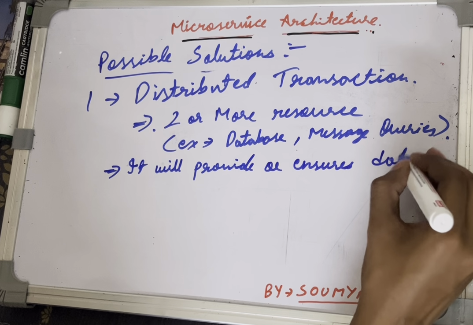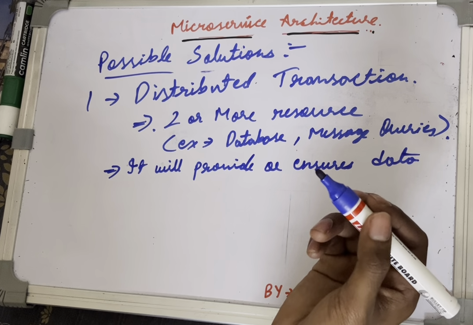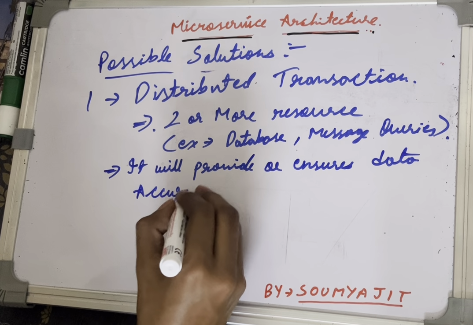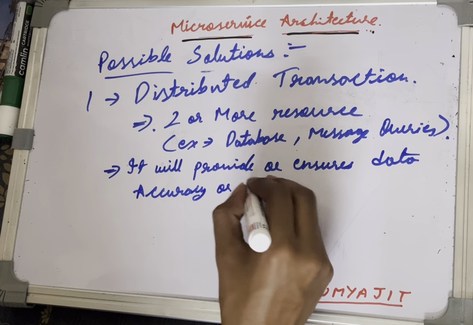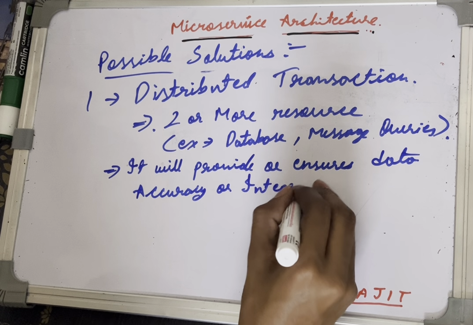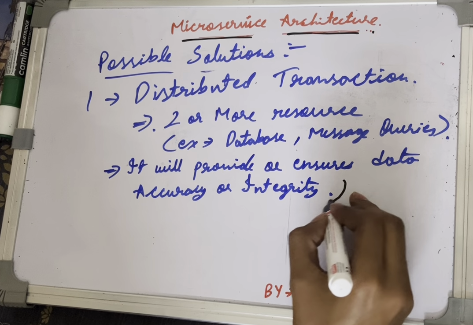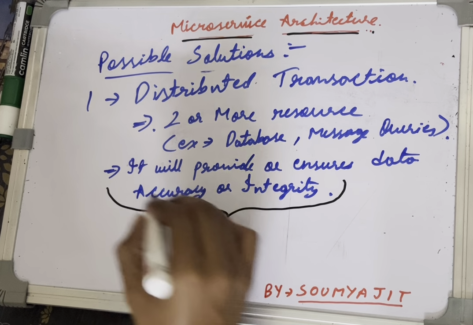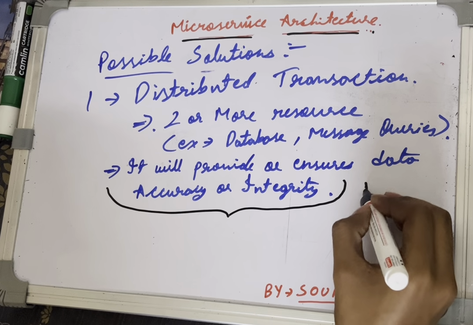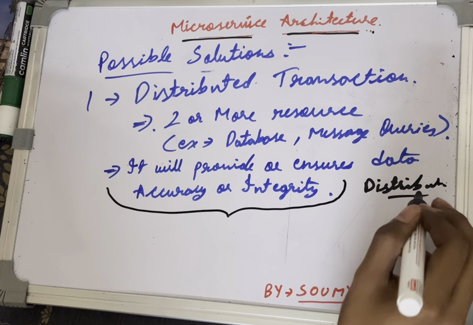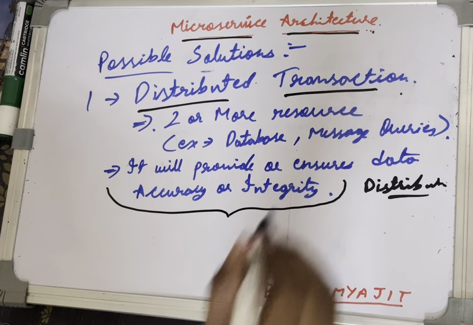data integrity, right? Data integrity is basically data accuracy, how accurate your data is. You can write accuracy or integrity, based upon you, right? And after that, this all is for multiple databases that have been distributed. That's why it is called a distributed transaction, right?